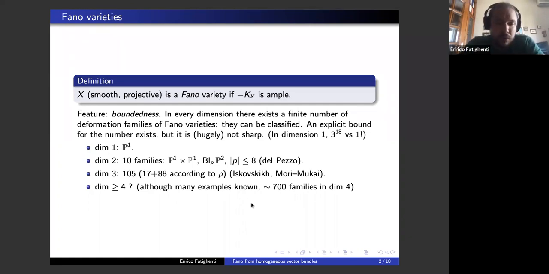Then if we go to dimension 4 and higher, the classification is not known. Some, or maybe many, examples are known. For example, I've checked, and if we put all the various databases together, we can find around 700 families of Fano varieties known in dimension 4, but still, classification is quite far away.